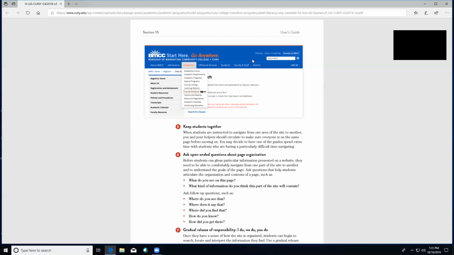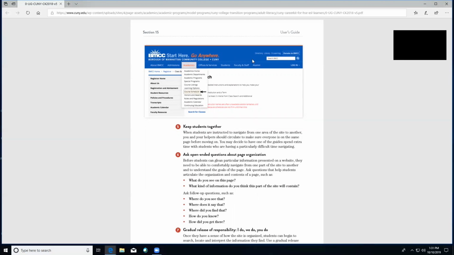Just a very open-ended question. They might say, I see pictures, I see BMCC with a sunburst, it says go anywhere. So they're just saying what they see. And then you can ask follow-up questions. What do you think this website is for? What kind of information do you think is here? Before they've clicked, they don't really know yet, but they're engaging their background knowledge. They're saying what they think might be here.